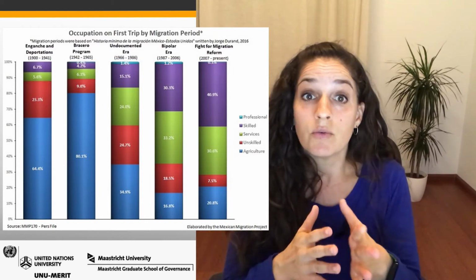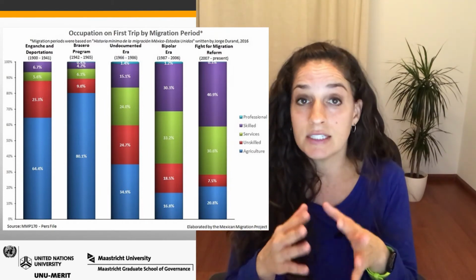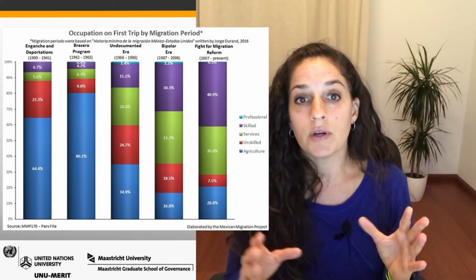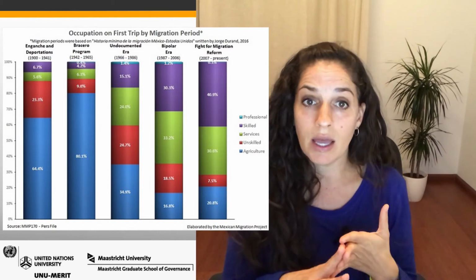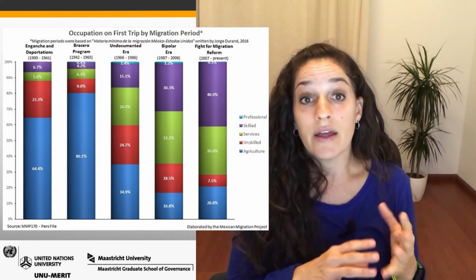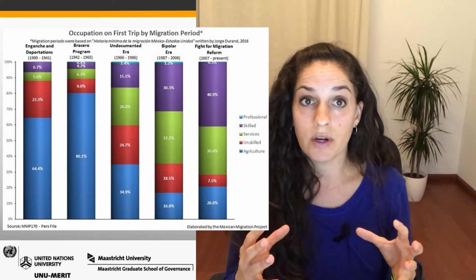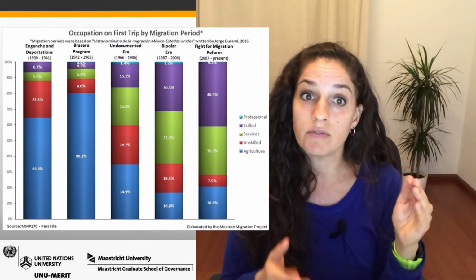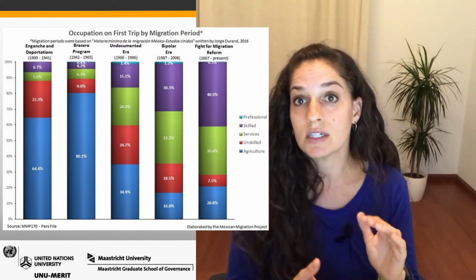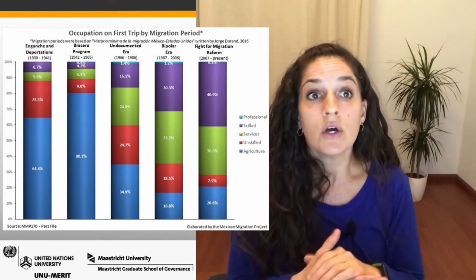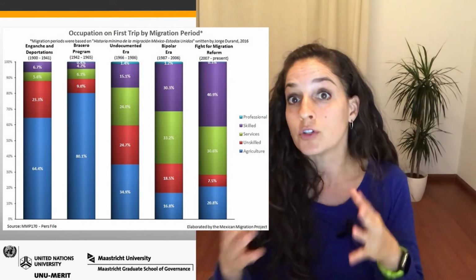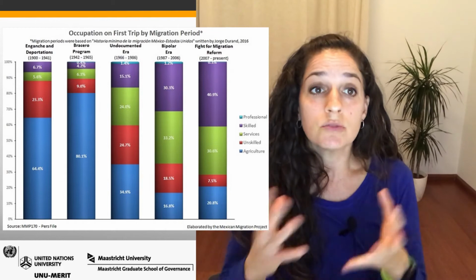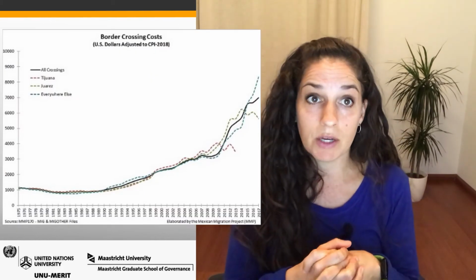Moving forward, really since 1987 or so, you see services becoming more important than general unskilled labor and agriculture. And also skilled labor has increased quite a bit. And nowadays, from 2007 to present times, we see a massive increase in skilled labor and services, those being the dominant categories for the occupation at the first trip of Mexican migrants to the United States, at least in this data.